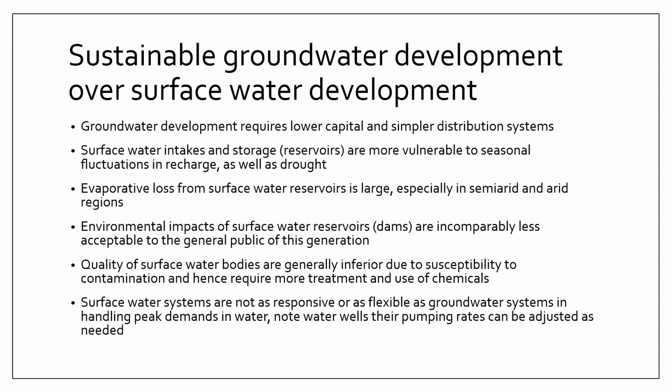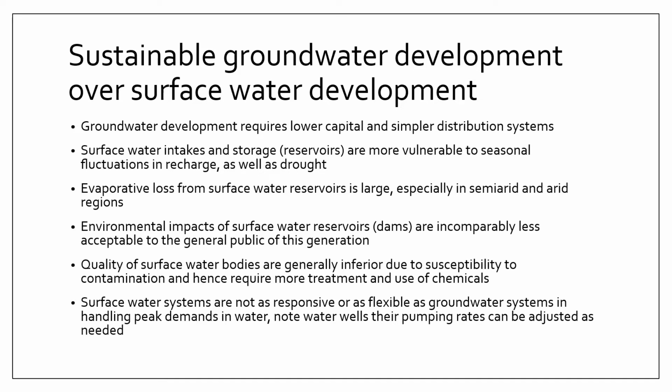Second point is that surface waters are especially vulnerable to contamination as well as other detrimental effects of being exposed to the surface, like evaporation. So you can expect surface water reservoirs or dams to be especially vulnerable to seasonal fluctuations in recharge.